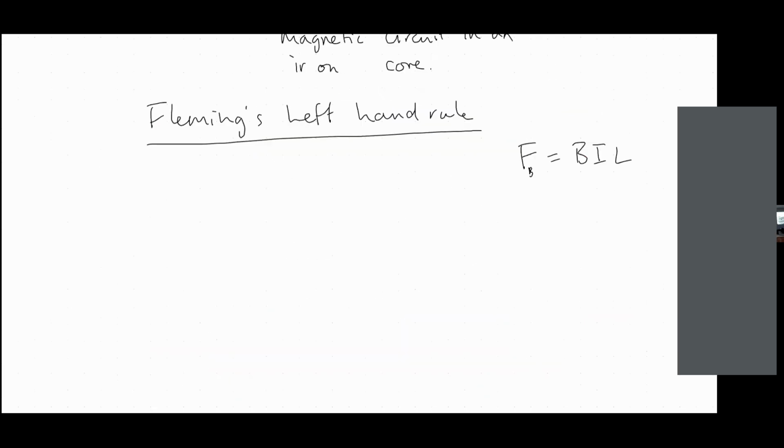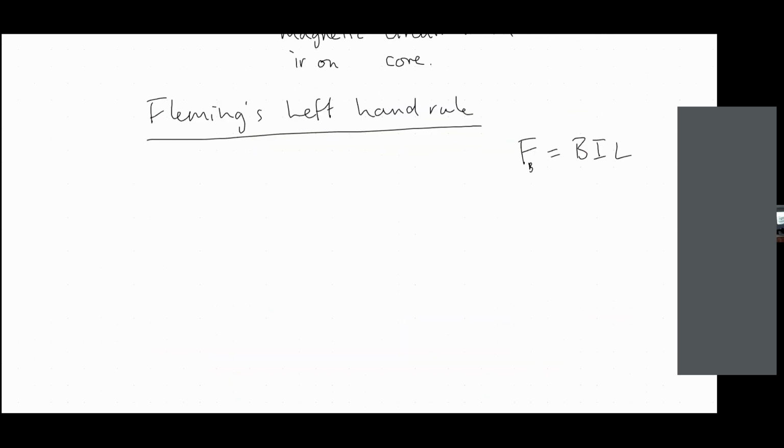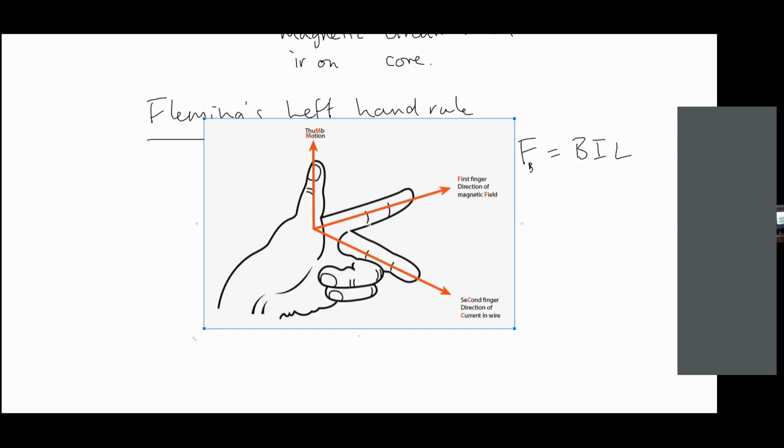So that's B, magnetic flux density or magnetic field strength. They are the same thing. I is the current and L is the length. Now these things all relate to one another, but they are all at right angles to each other. And the way that they're related is with Fleming's left-hand rule.